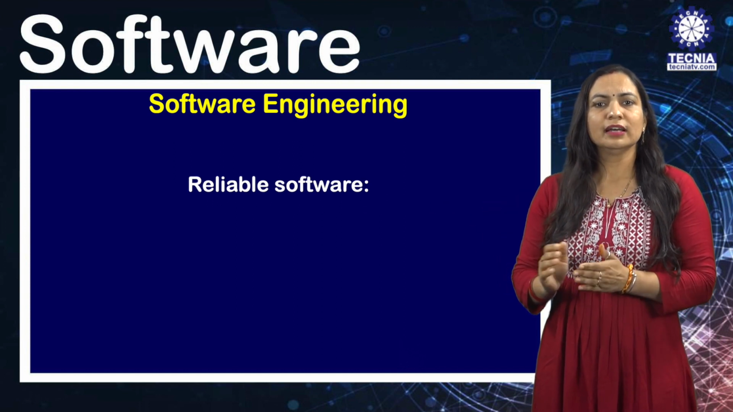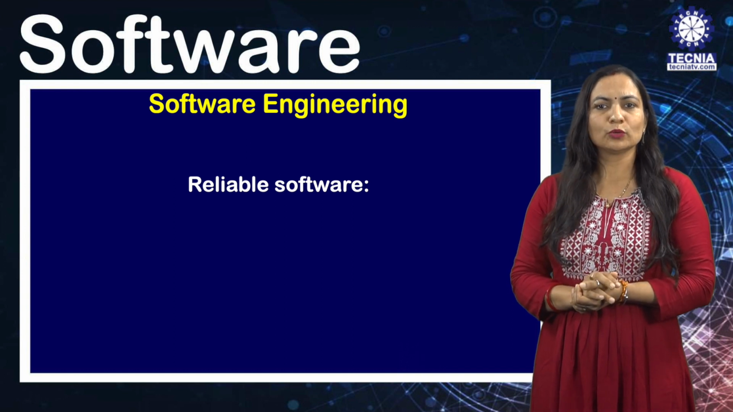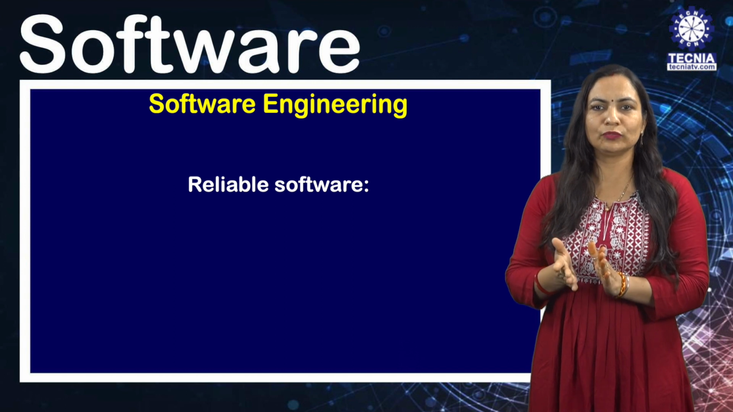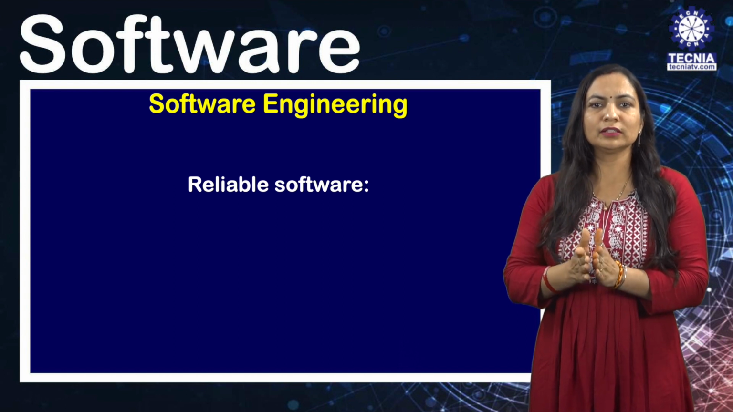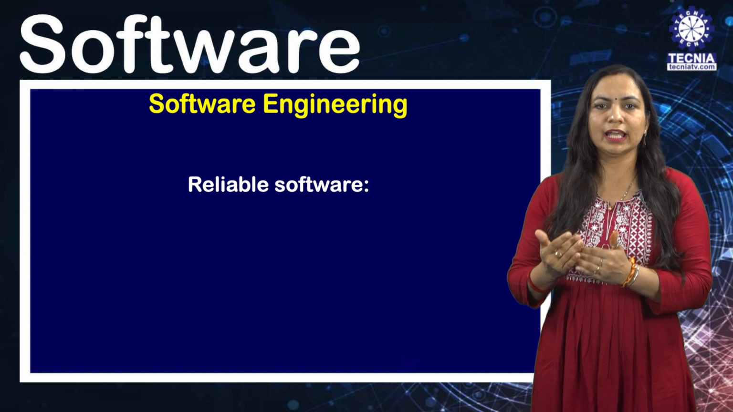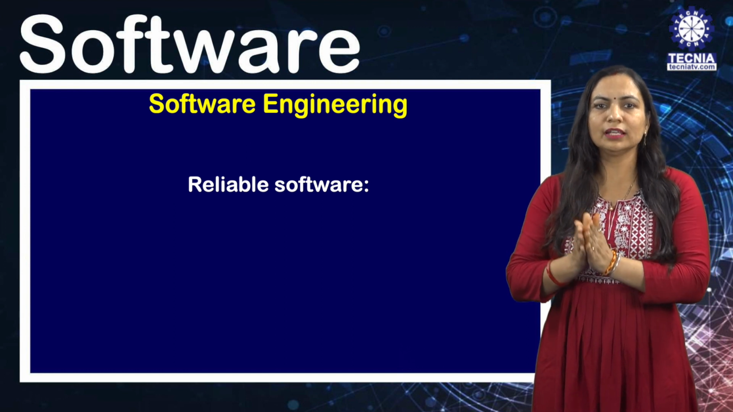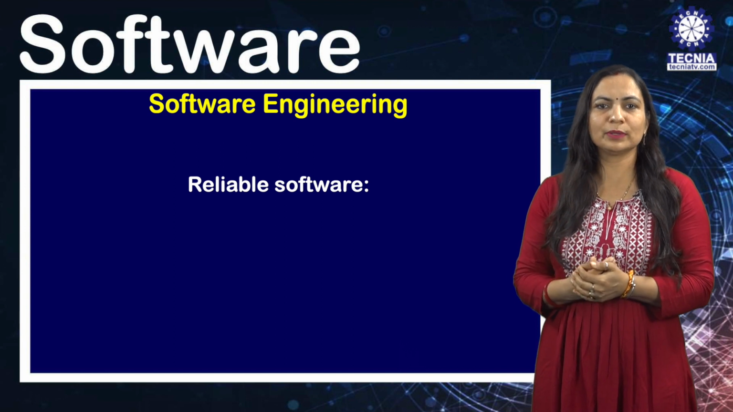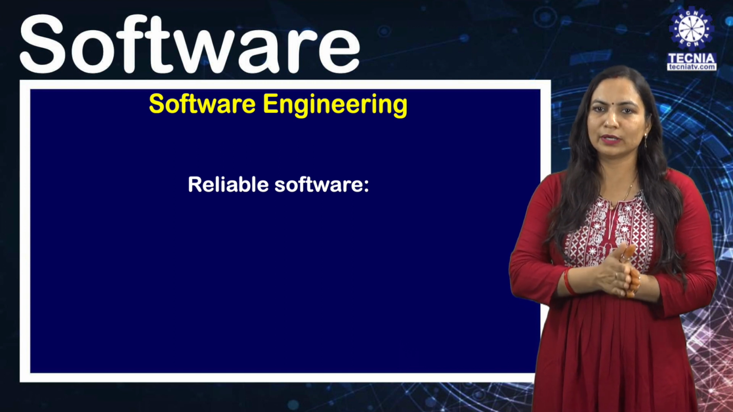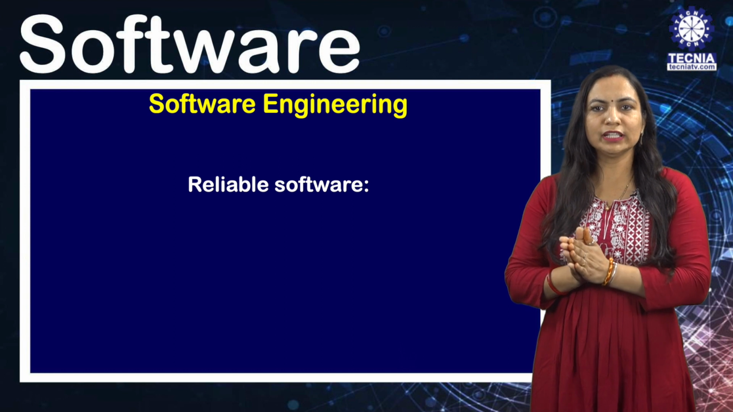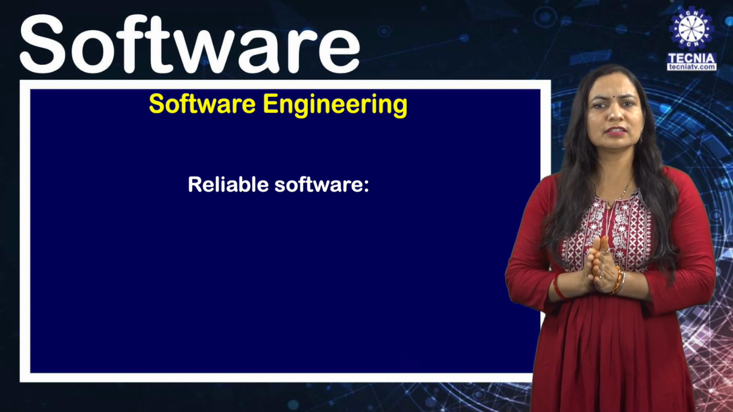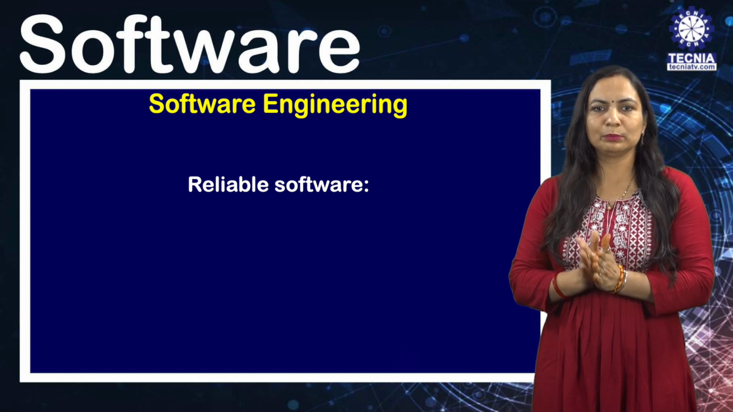The next is reliable software. Software should be secure, meaning if you have delivered the software, then it should work for at least its given time or subscription. And if any bugs come in the software, the company is responsible for solving all these bugs, because in software engineering, testing and maintenance are given, so there is no worry about its reliability.